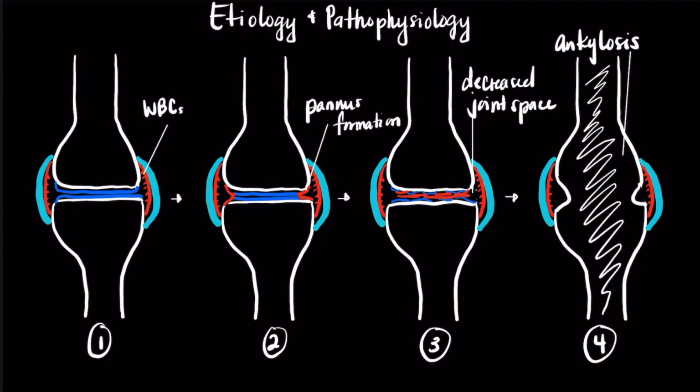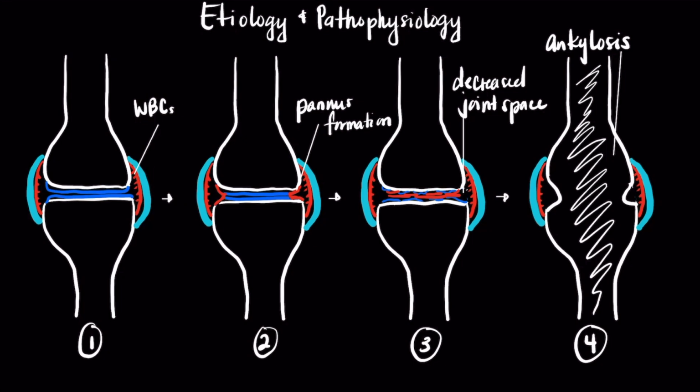So here is a diagram that further highlights the pathophysiology of rheumatoid arthritis. This part of the diagram shows where the white blood cells start to cause inflammation at the synovium, which is also called synovitis, causing cartilage destruction. Then the second part shows pannus formation, which is the formation of fibrous connective tissue, which causes further damage. The third part illustrates the decrease in joint space as a result of cartilage and bone destruction. Then the fourth illustration shows ankylosis, where the bones ultimately fuse together, causing stiffness and immobility in the patient.